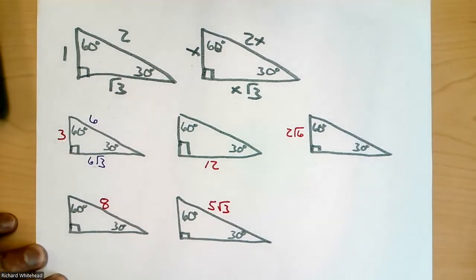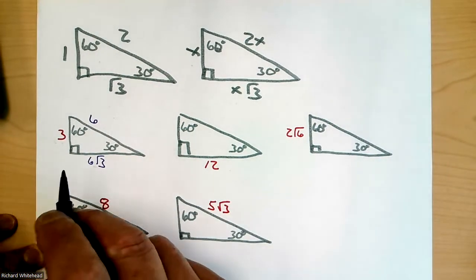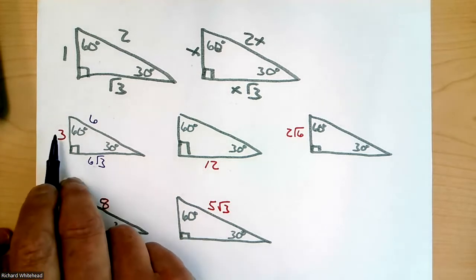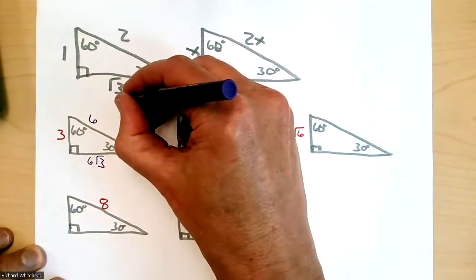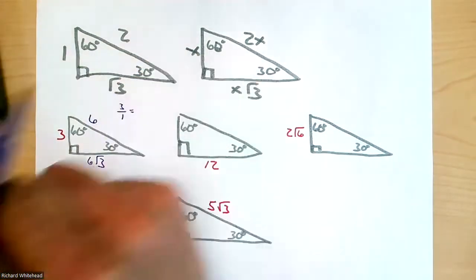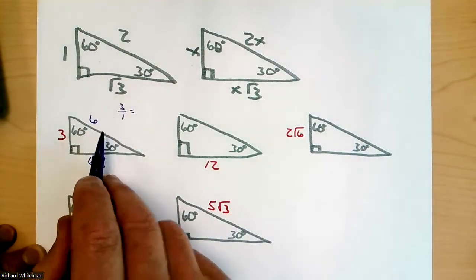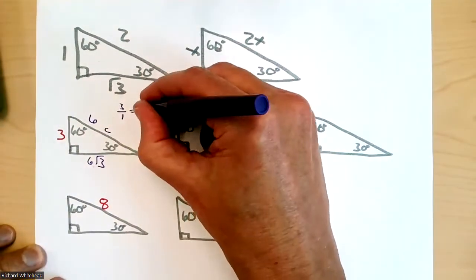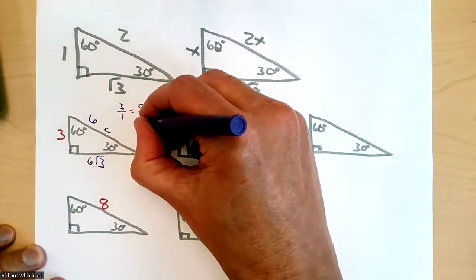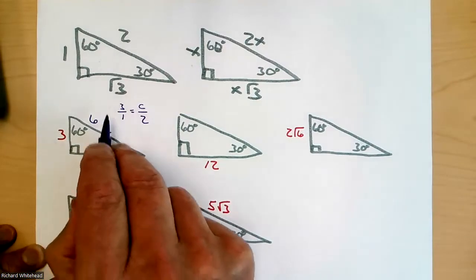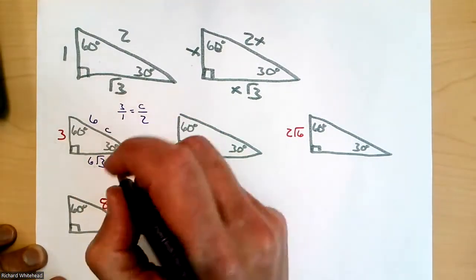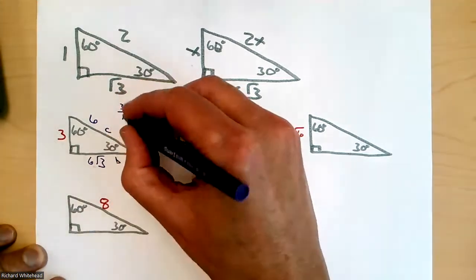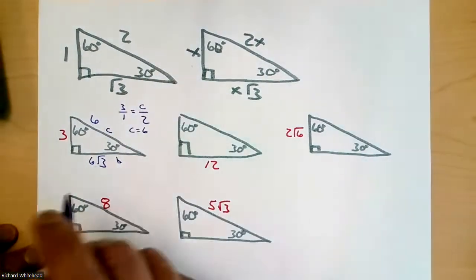A lot of people like to do these as proportions. They'd say, well, the 3, because this is something we did a lot in geometry, the 3 matches up with the 1. So 3 over 1 is equal to, this was unknown, I'll call that C, over 2. 3 over 1 is equal to C over 2, matching up the corresponding parts. So when you cross multiply, C is equal to 6.